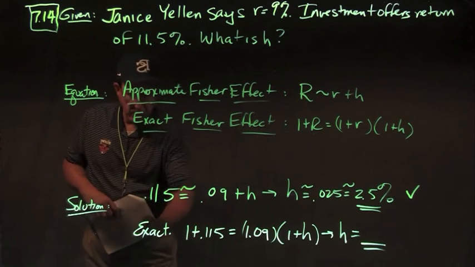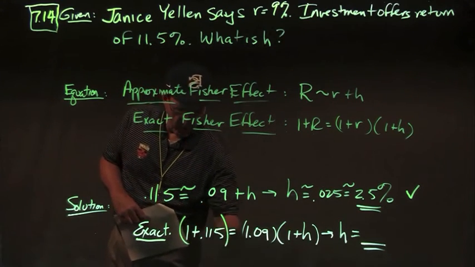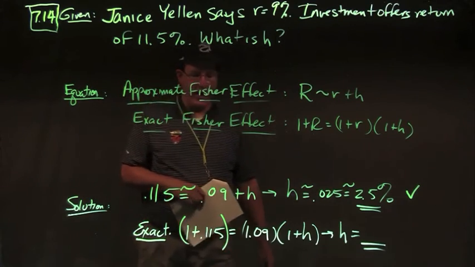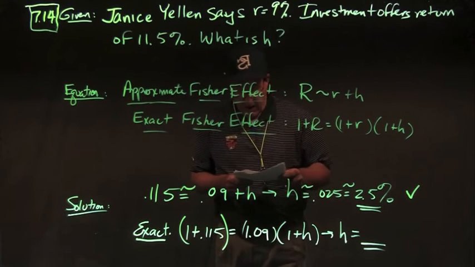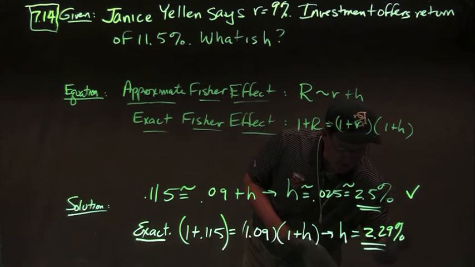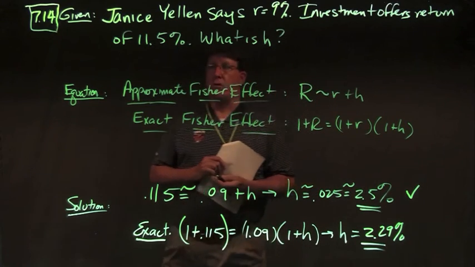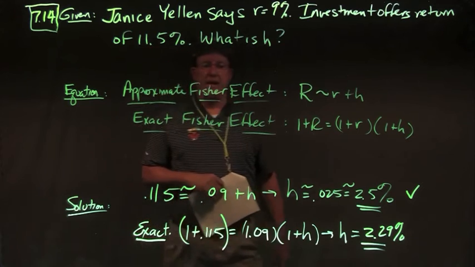The exact h is 1 plus nominal, 1 plus total, 1 plus 0.115, equals 1.09 times 1 plus h. And in this case, we get an h of 2.29%, which is very close to our approximation of 2.5% on the Fisher effect. There are your answers to problem number 14.